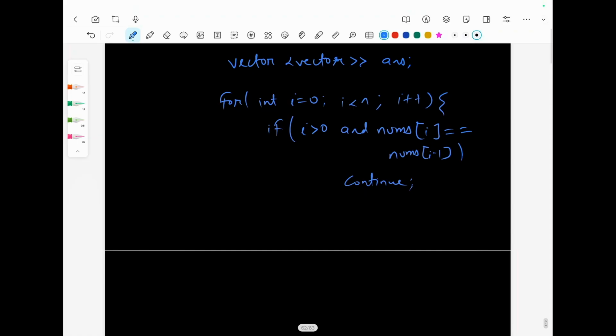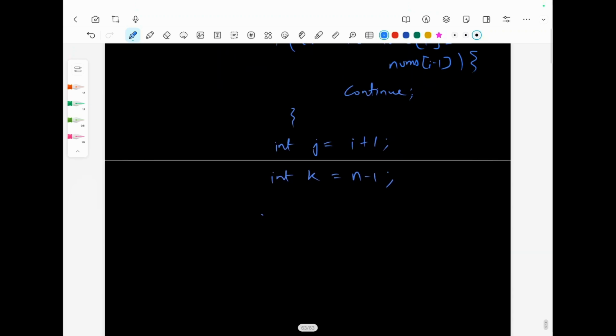Now after this we will declare j, which will start after the i, and we have k which starts from the end, and we will run a loop while j is less than k. So as long as j is less than k, we will keep running our loop, and here we will take sum as long, because sum can be a large value. So here we sum all 3 values.